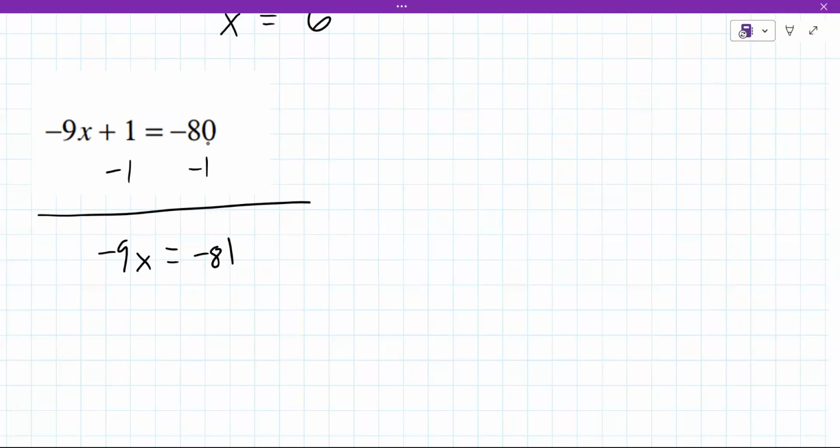Would that not be 0? What 0? 1 minus 1? It is, but you don't write it. +0 doesn't add anything. Do you always bring down the number with the variable? You always do, yes.